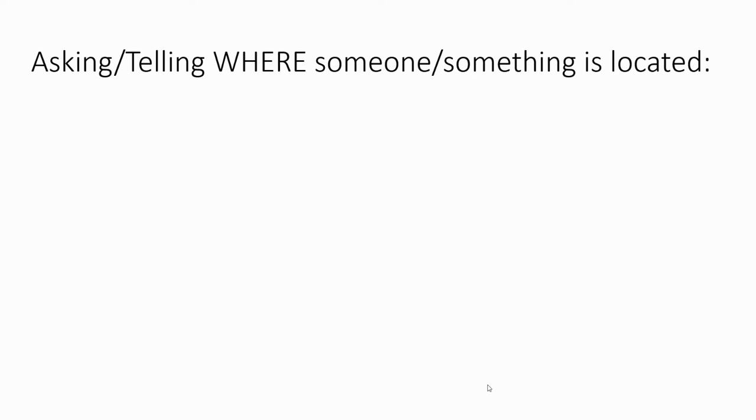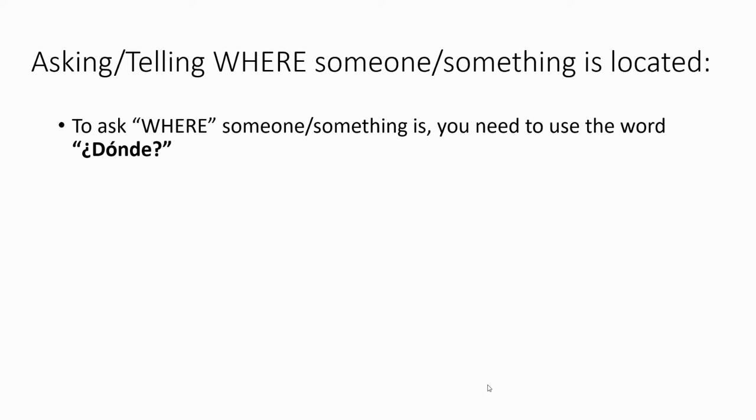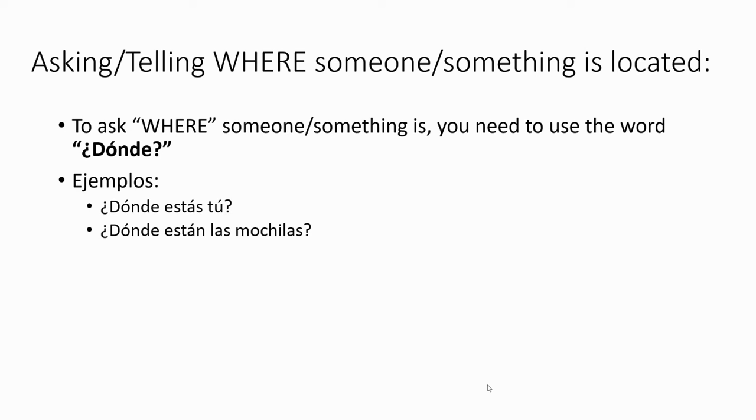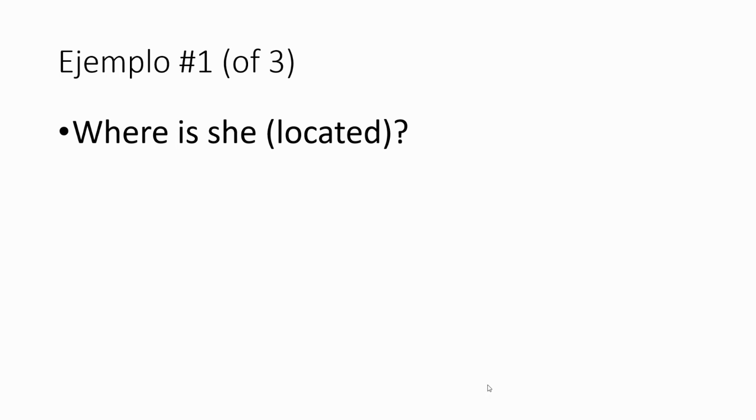To ask and tell where someone or something is located, we need to use the word dónde, which means where. Note the accent mark on the letter O of dónde. For example, ¿dónde estás tú? Where are you? ¿Dónde están las mochilas? Where are the backpacks? Let's do 3 examples, 3 questions, and 3 answers.